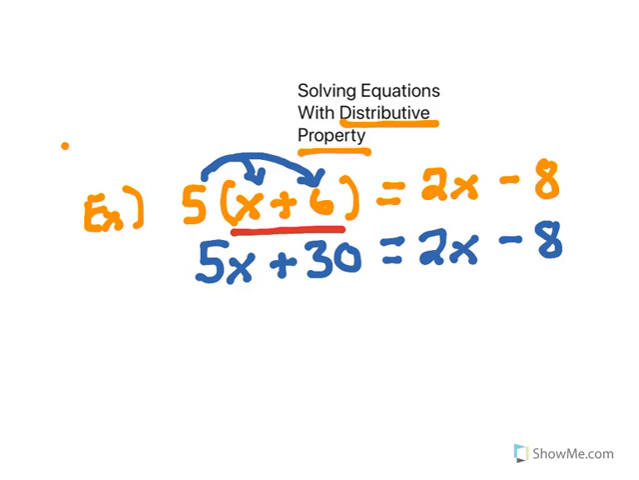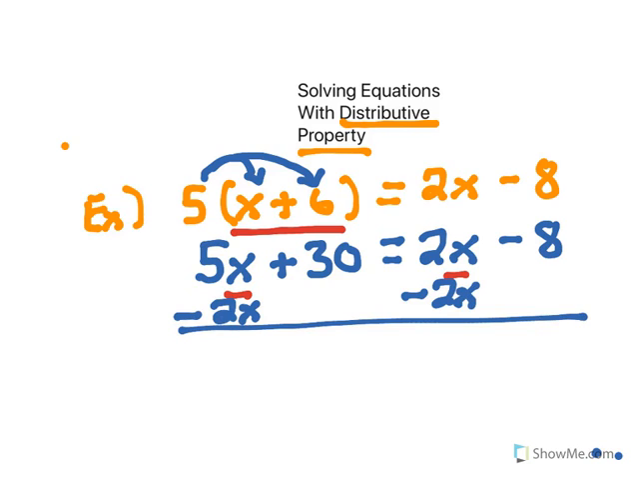Now at this point, it should look very similar to what we saw yesterday. Variables on both sides. We've got an x here and we've got an x here. We need to get those variables together. So we need to either bring 5x to the 2x or 2x to the 5x. Now you can go either way with this. I usually prefer to get rid of the smaller of the two to avoid working with negative numbers if possible. So to get rid of 2x, I'm going to subtract 2x on both sides.